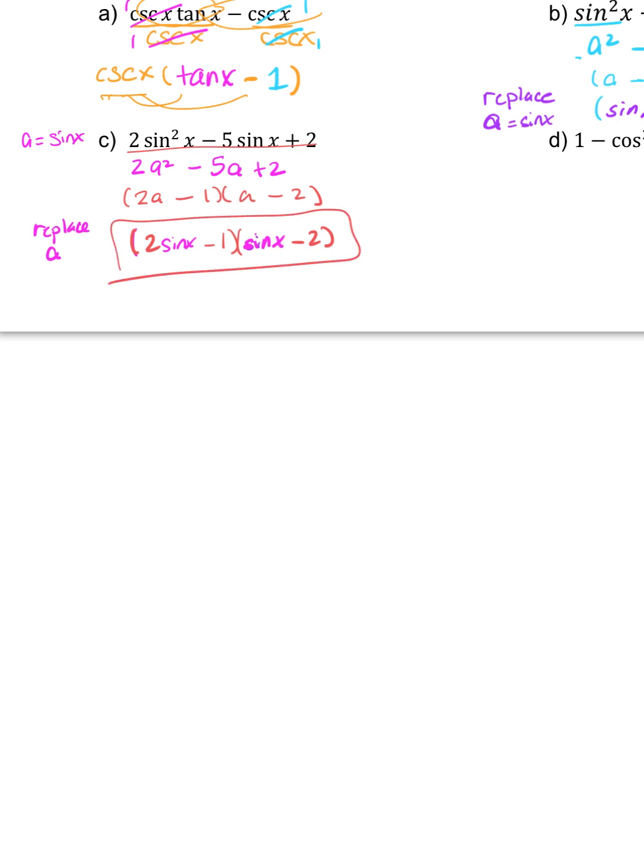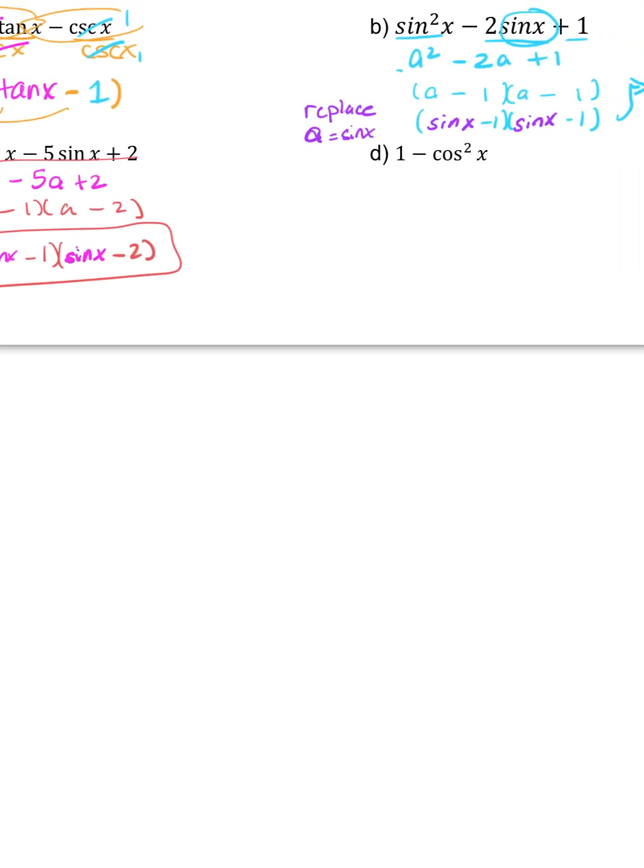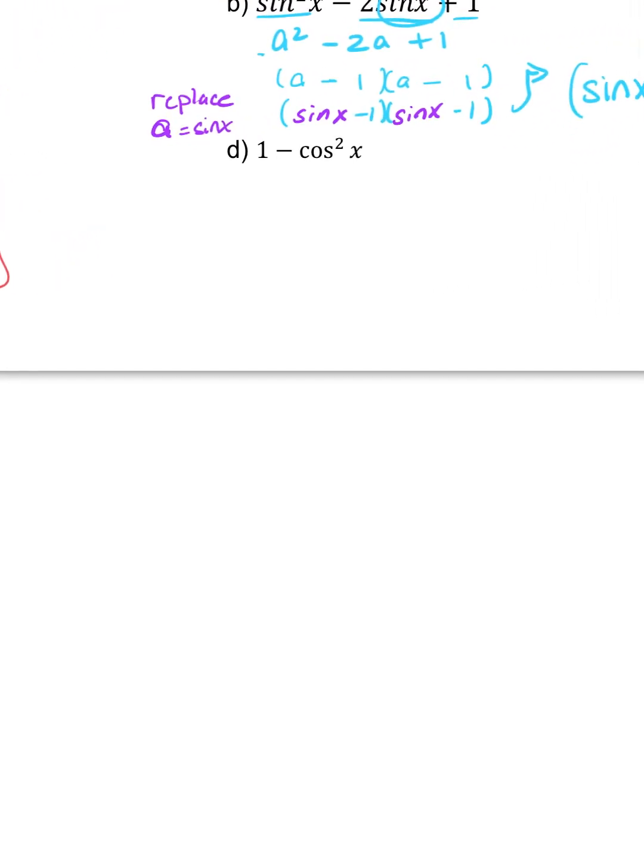All right, let's do the last one on this page. And hopefully you recognize that this is a difference of squares: 1 minus cosine squared x. 1 is a perfect everything. So what I want you to do with this one is, I'm not going to let sine equal anything or cosine. You can if you want to.